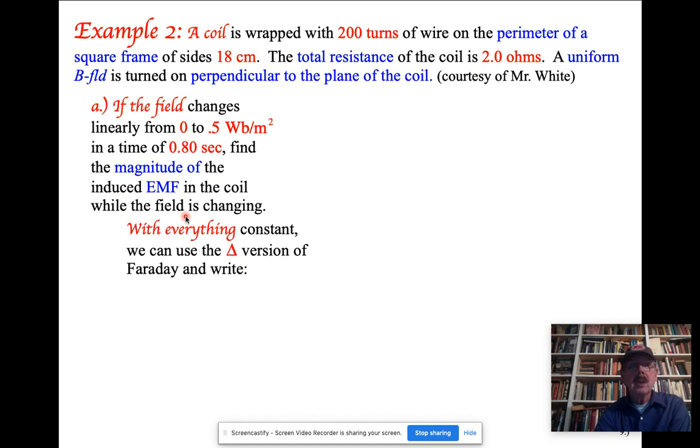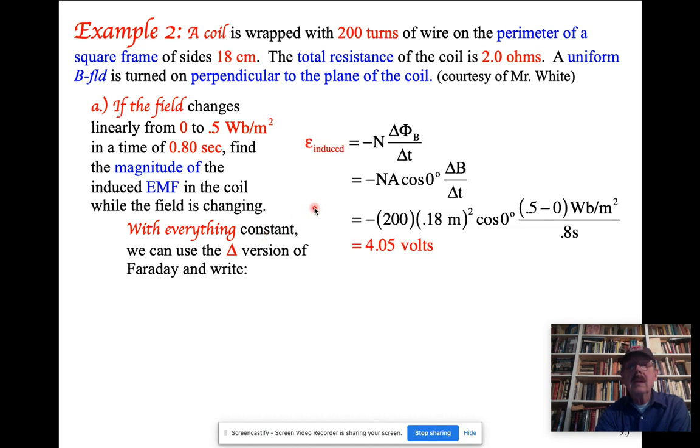Okay. So with everything constant, we can use the delta version. Don't worry about that. That's the only version you have available to you. And so there is your relationship. You've written this down. And here is the expanded version. The only thing that's different here is instead of having B times A times the cosine, I've noticed that A is a constant, so I've pulled it out here. And the cosine of the angle is a constant, so I pulled it out here. The only thing that's left inside the deltas is delta B. That's the only thing that is changing.